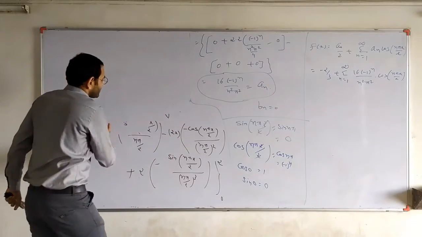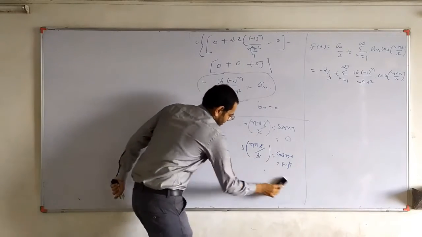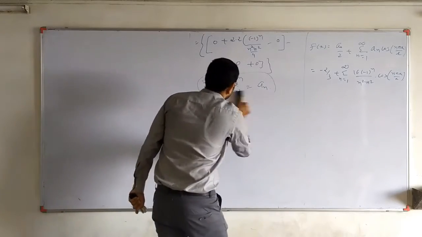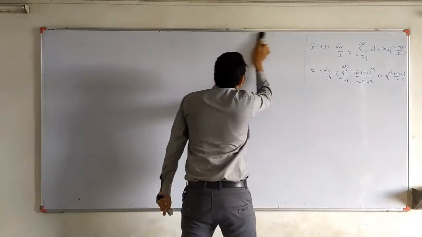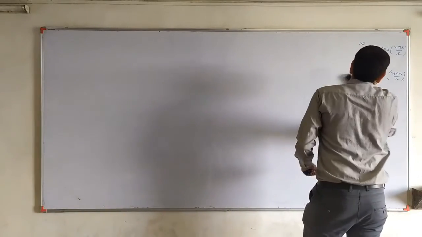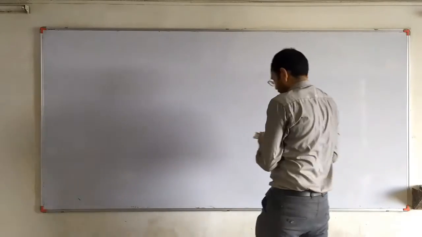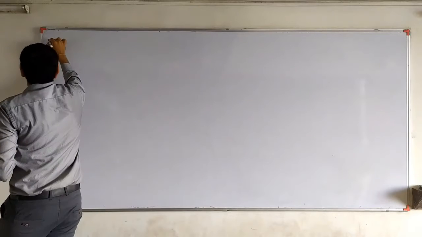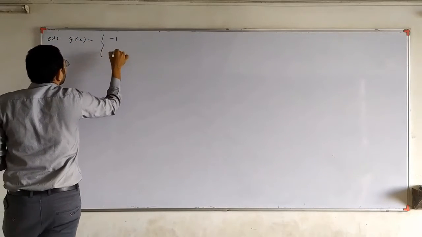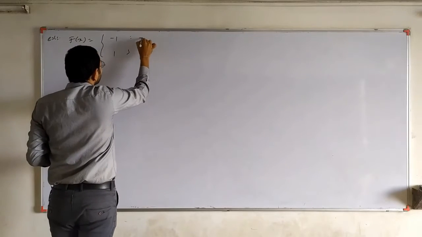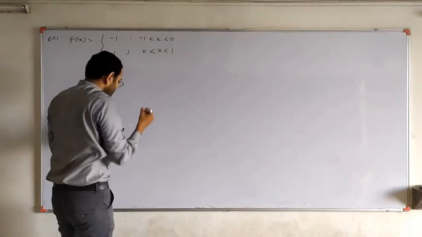Next counter example is find the Fourier series of the function f of x equal to minus 1 to 1. Here minus 1 less than x less than 0, and 0 less than x less than 1.